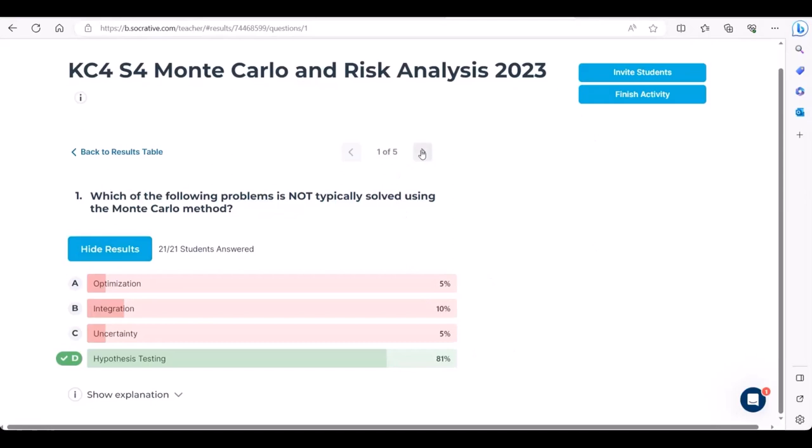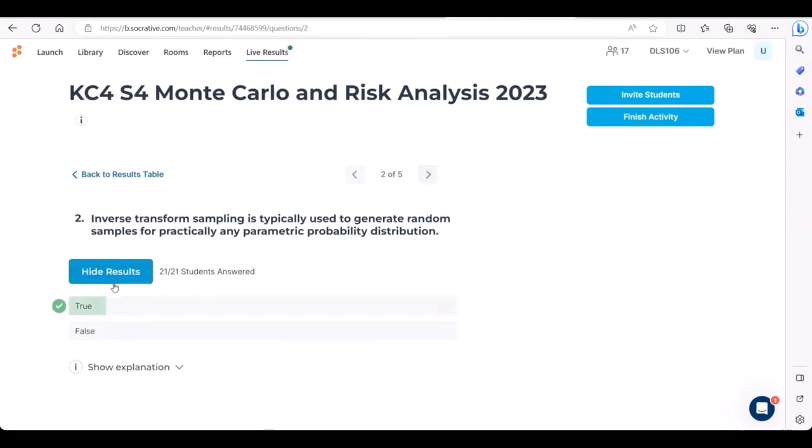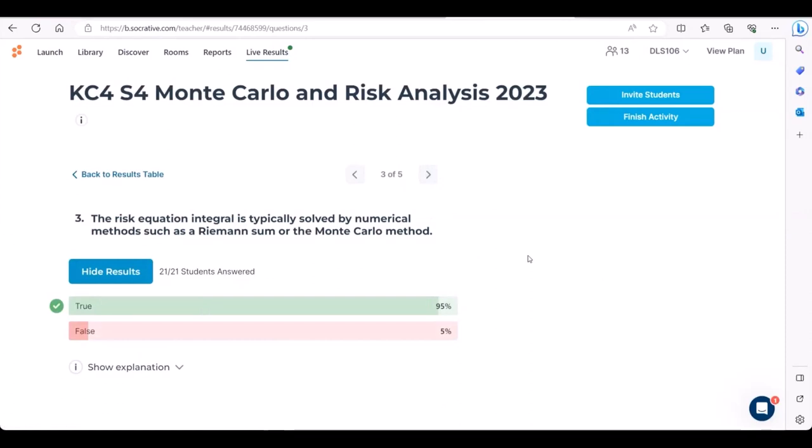Second one, inverse transform sampling is used to generate the random samples from practically any parametric distribution. You can even use it for non-parametric distributions as well within the Monte Carlo method. So the best answer there is true. Third question is the risk equation integral is typically solved by some sort of numerical method, either Riemann sum, which is just the formal name for things like the rectangle or trapezoidal rule, or the Monte Carlo method. So we've done both, so the answer is true there. We've used both methods, and you'll get to see it again in the last exercise here.